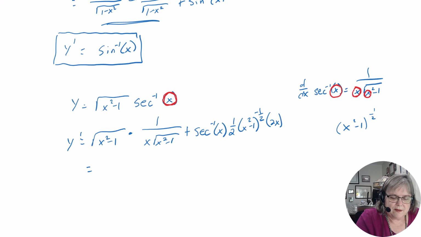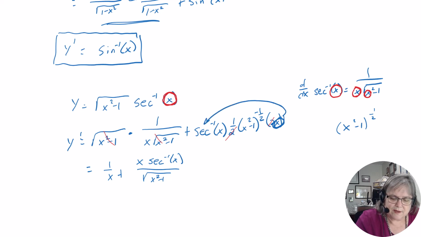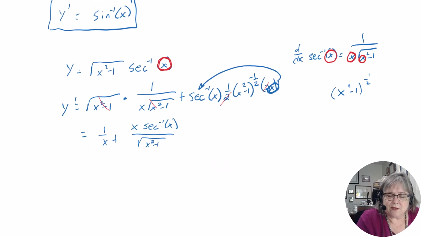Okay, so this square root of x squared minus 1 cancels this one. And you've got 1 over x plus, and this 2 is going to cancel this 2. All right, and so what you've got here is x times the inverse secant of x over the square root of x squared minus 1. See this x right here? It comes over with this inverse secant of x.